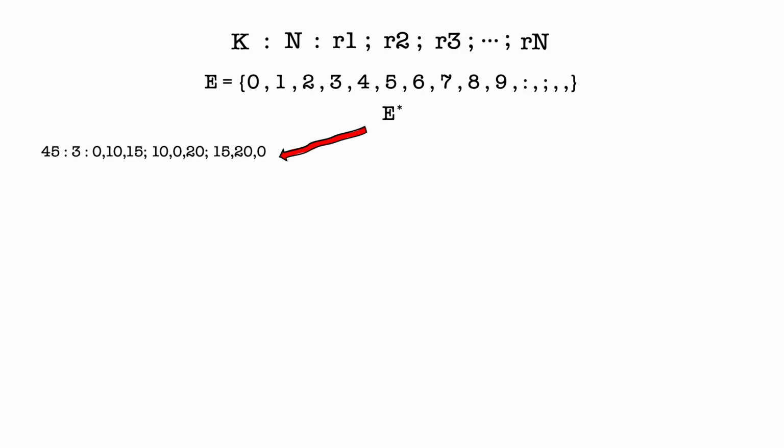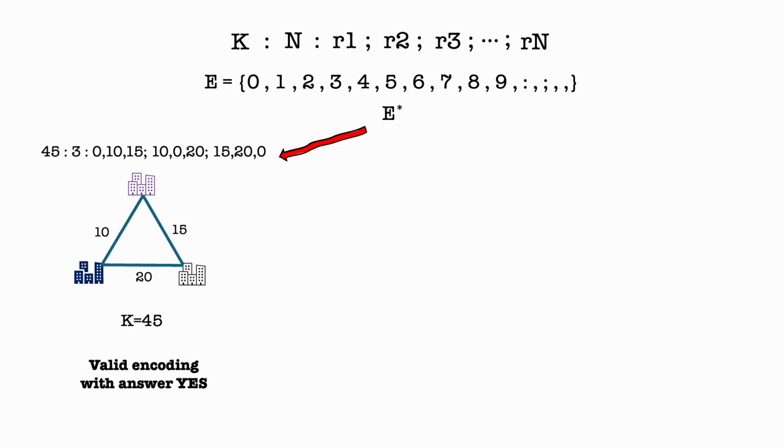For this representation, we need symbols which include digits 0 to 9, a colon, semicolon, and a comma, right? So E is the set of these symbols. E star represents the set of all possible strings using these symbols. Now, let's write a string using these symbols which represents an instance of the decision version of the traveling salesman problem. This is a valid encoding, and this instance is a yes instance because there is only one route in the graph, and the cost of the route is 45, which is less than or equal to k.